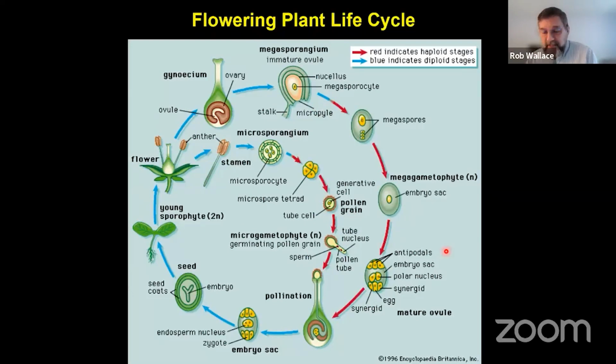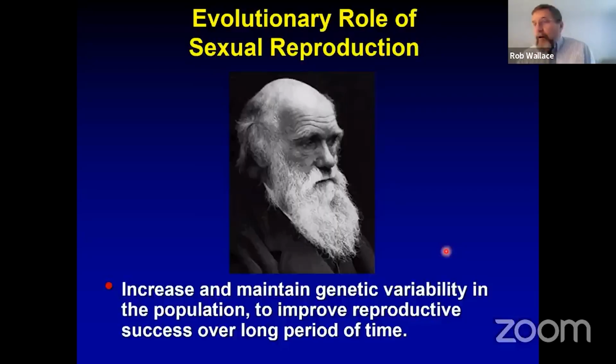So I've tried to make this a little bit less complex than it looks, but there is more to this life cycle than the one that you have successfully navigated so far. So what's the big deal about sexual reproduction? Why is it important that we don't keep clonally reproducing plants, breaking apart and starting new plants, right? That would be really easy.